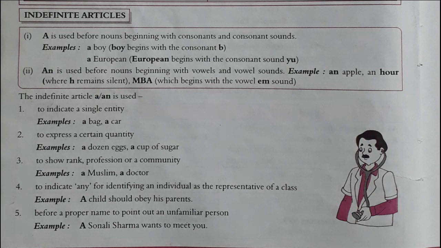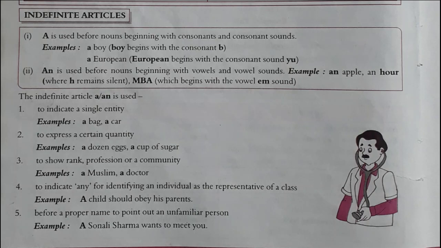A boy, which begins with the consonant B. Whereas in the second example sentence, a European. European begins with the consonant sound YU. Now if you carefully observe the two words boy and European, the word boy has the first letter B, which is a consonant letter, whereas the word European has the first letter, and not just the first letter but the second letter also, which is a vowel. E and U both are vowels.